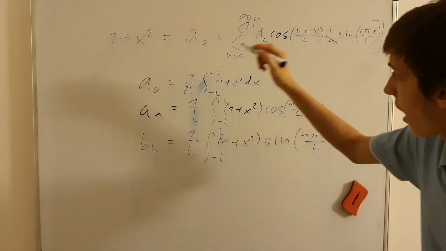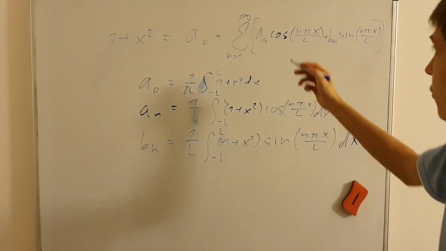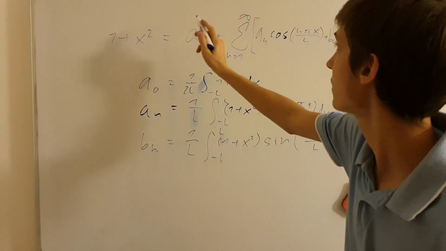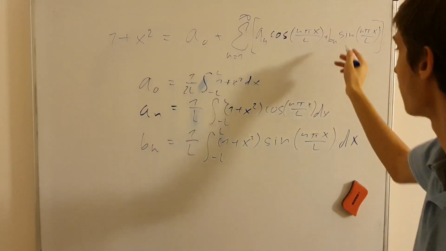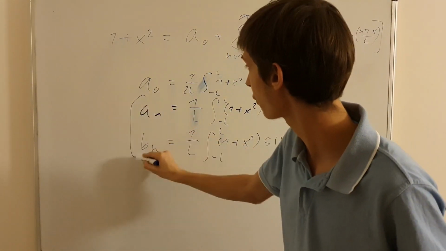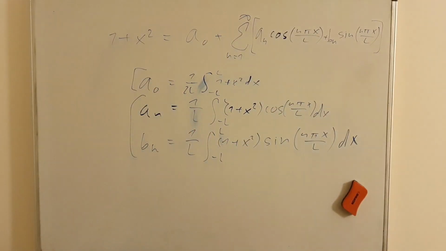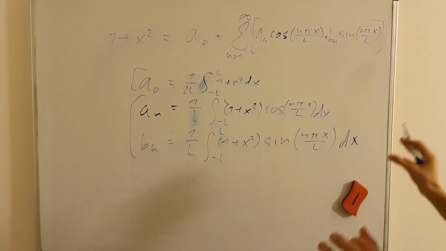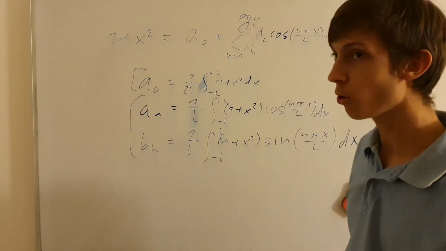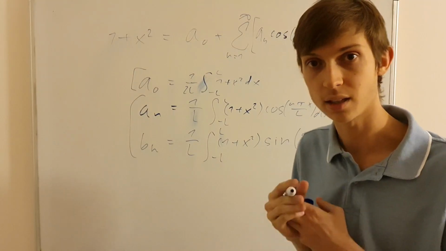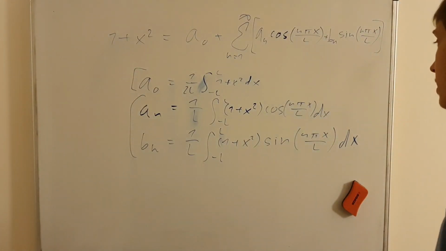Alright, so these are the three expressions for these three coefficients. This a0 is a term by itself, but these an and bn are actual coefficients, so these two coefficients and this a0 term. With these expressions, I can just solve slowly and I can get this entire Fourier expansion.